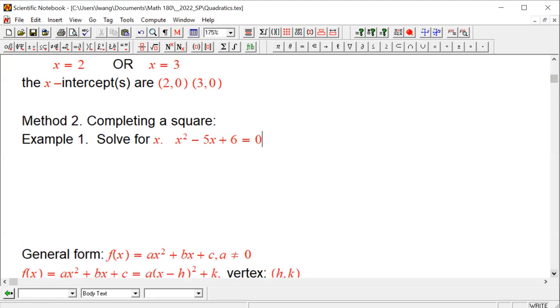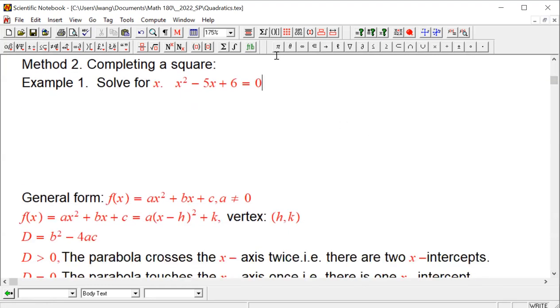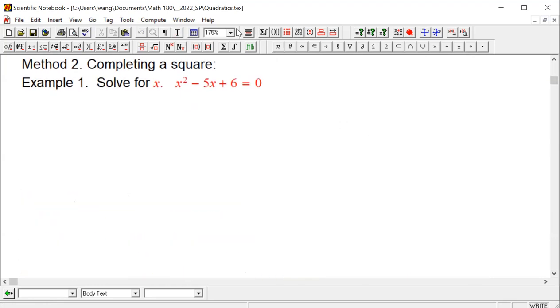Completing a square. So how do we complete the square over here? Well, in order to do that, we will set up our equation. We're going to subtract 6 on both sides. So this is -6.